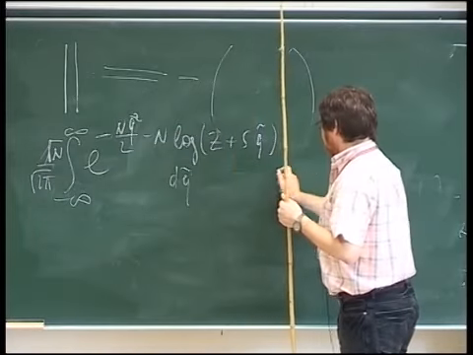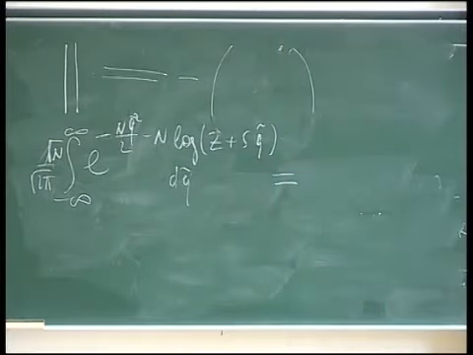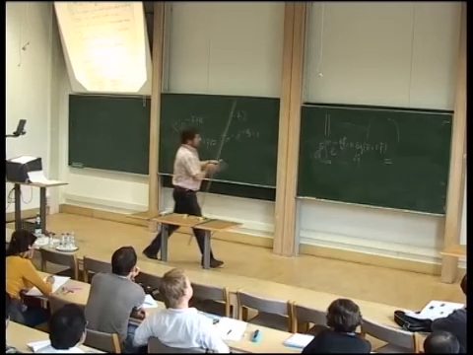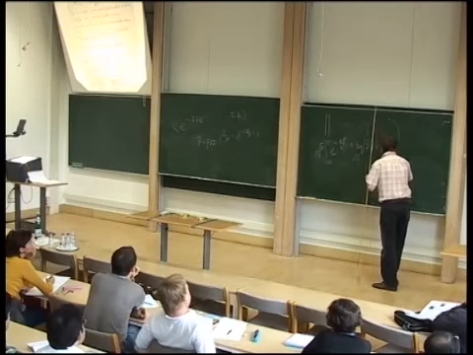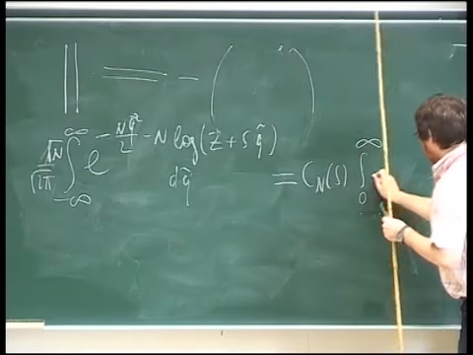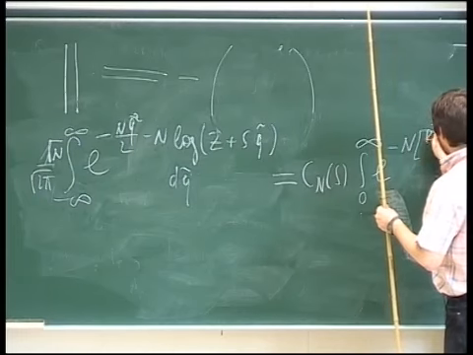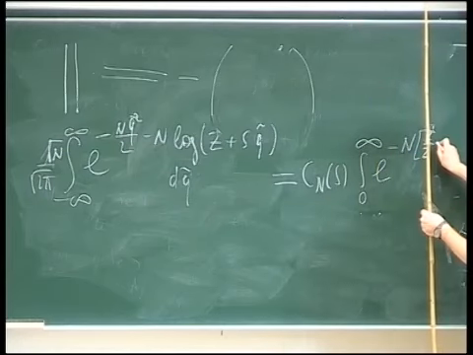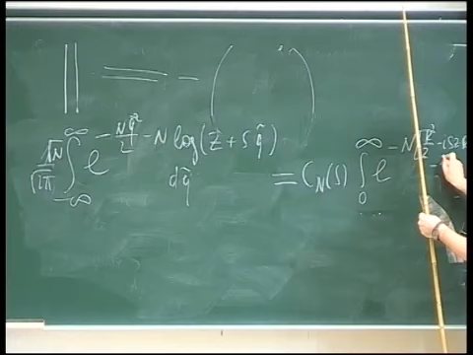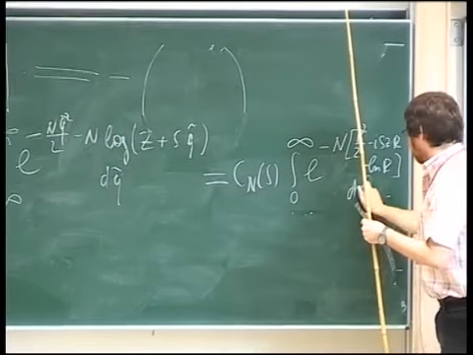So this is equal to some constant depending on s, integral from 0 to infinity, exponential minus n, r squared over 2 minus i z r minus log r, bracket closed, dr divided by r.